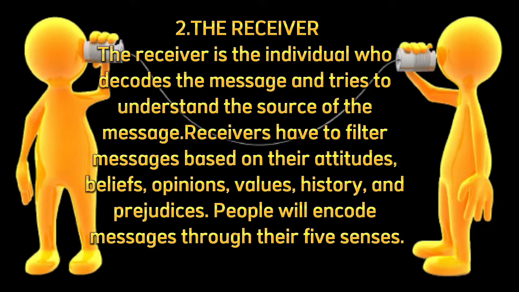Number 2 is the receiver. The receiver is the individual who decodes the message and tries to understand the source of the message. Receivers have to filter the message based on their attitudes, beliefs, opinions, values, history, and prejudice. People will encode messages through their 5 senses.